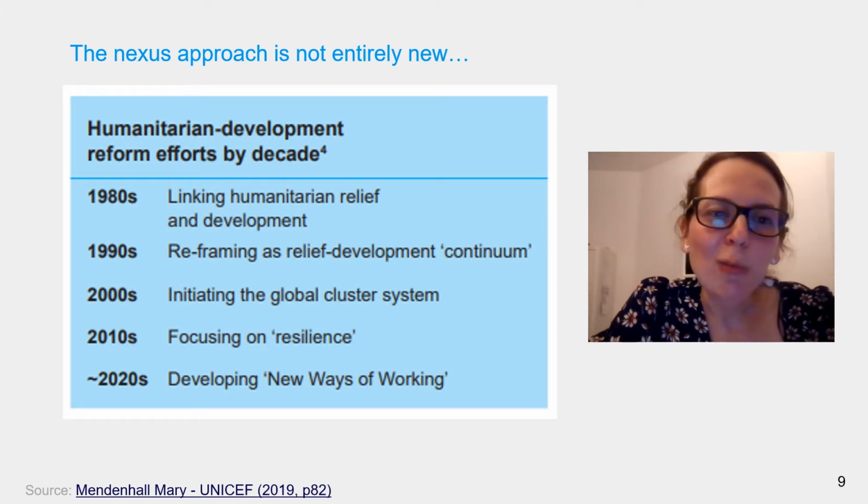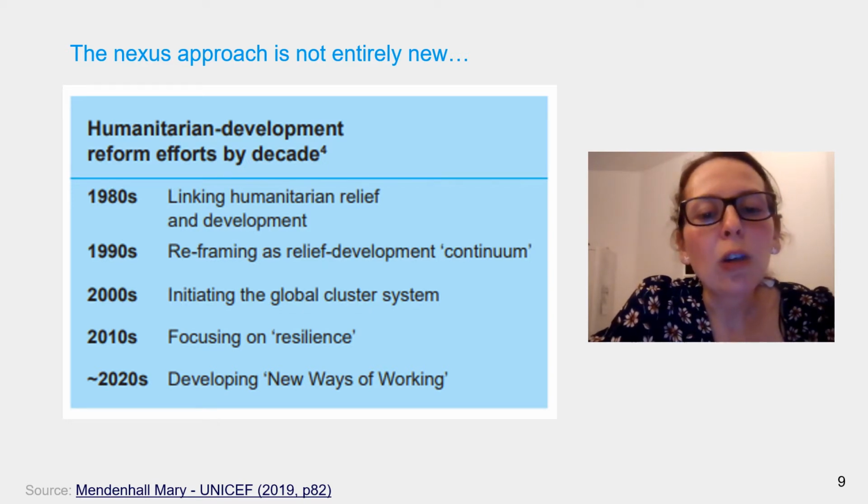However, the nexus approach is not entirely new. In the 80s, it was first mentioned as the link between humanitarian relief and development. In the 90s, it was reframed as the relief-development continuum. In the 2000s, the coordination improved by initiating the global cluster system, and in recent years, it has been focused on resilience and developing new or better ways of working.